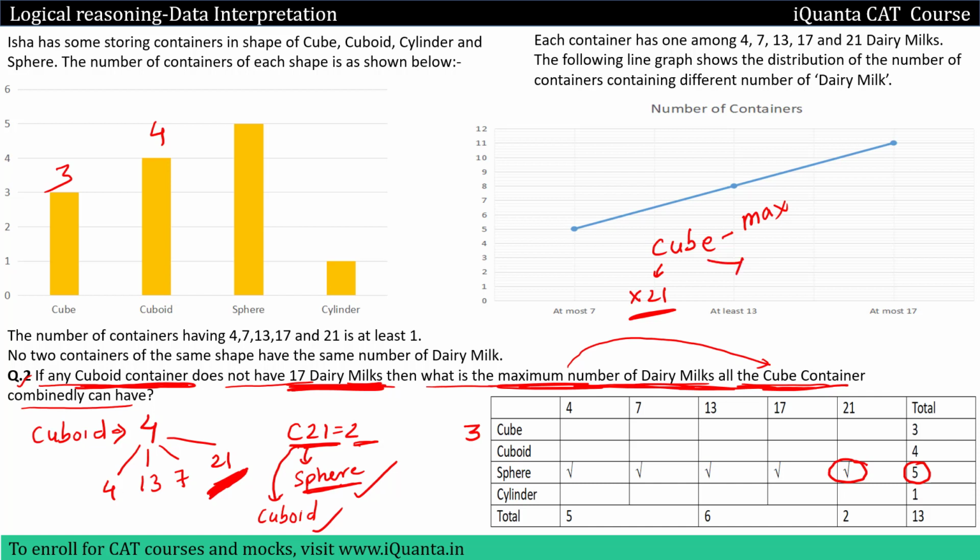Now we were maximizing the number of chocolates that all cube containers can have. So if I'm maximizing the number of chocolates, I'll give the highest number of chocolates. The highest number of possible chocolates that I can give to a cube container can be 17. Then I can give it 13 chocolates, and to the third cube container I can give 7 chocolates. So 3 cube containers will have at max 17, 13 and 7 chocolates. If I find their total, it will be equal to 37. So 37 will be the correct answer to the second question. I hope this is understood. If not, please go through it once again. It will be clear. Now let's go to the next question.